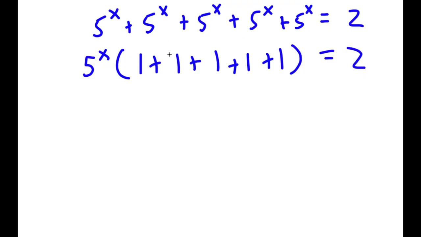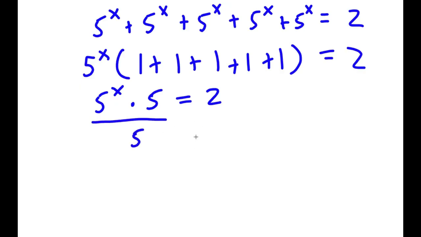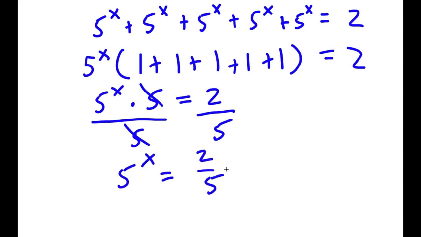So now, if I simplify what's in the parentheses, I get 5 to the power of x times 1 plus 1 is 2, 2 plus 1 is 3, 3 plus 1 is 4, and 4 plus 1 is 5. So I get 5 to the power of x times 5 is equal to 2. Now I can divide by 5 on both sides. So by dividing by 5, these two will cancel out, and I will be left with 5 to the power of x is equal to 2 over 5.